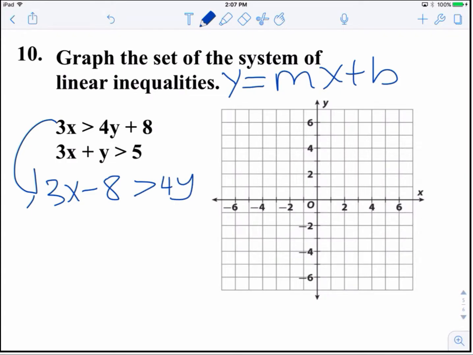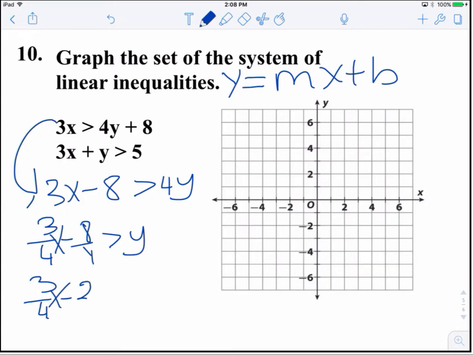Divide 4 on both sides, so we have 3 over 4x minus 8 over 4 greater than y. So we have 3 over 4x minus 2 greater than y. So let's graph this. From here we know that our slope is 3 over 4 and the y-intercept is (0, negative 2).